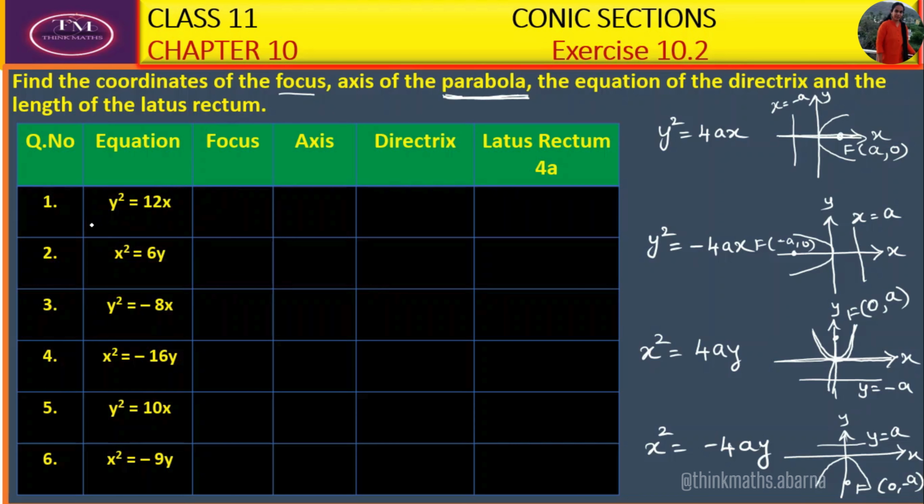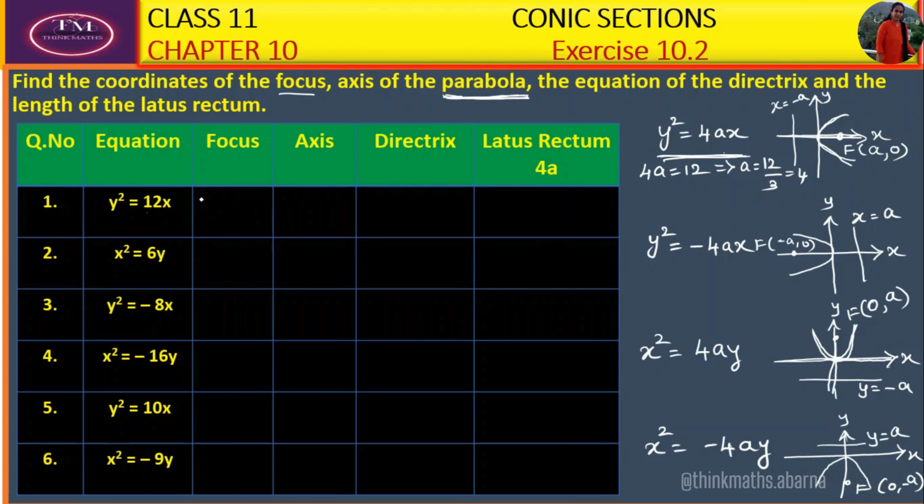Now, if you take the first problem, y squared equal to 12x. y square equal to 12x is of this form. It is along the x-axis and the coefficient of x is positive. So it is this parabola on the positive side of the x-axis. If you compare this equation, we see 4a is equal to 12. That means a is equal to 12 by 4, which is 3. So a equal to 3.